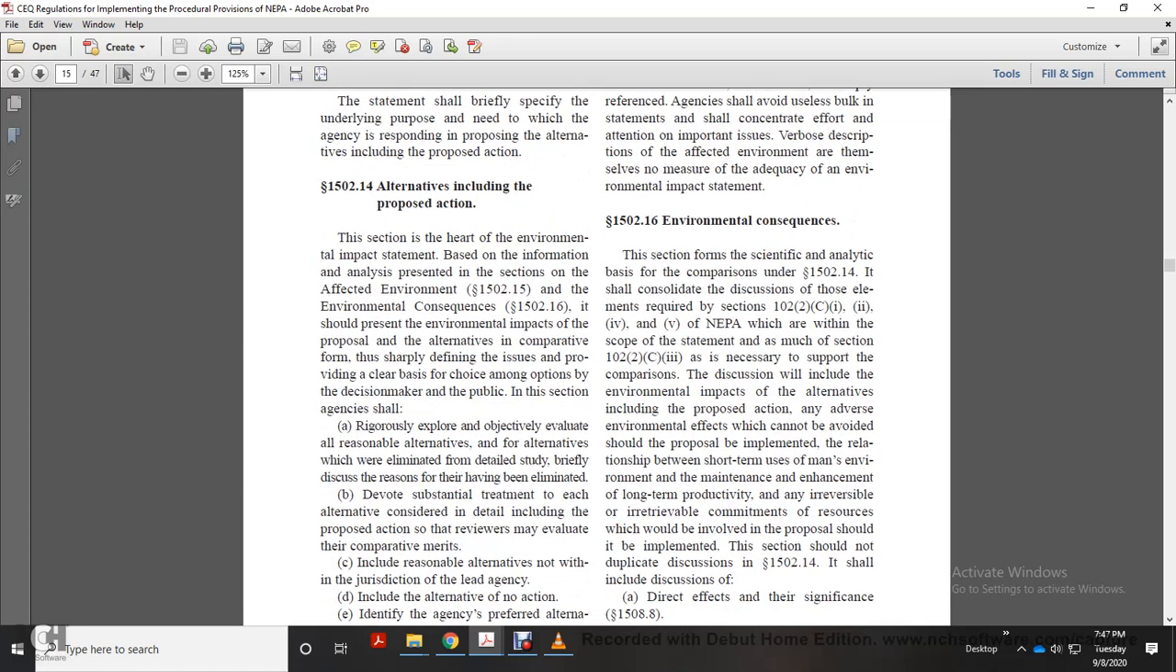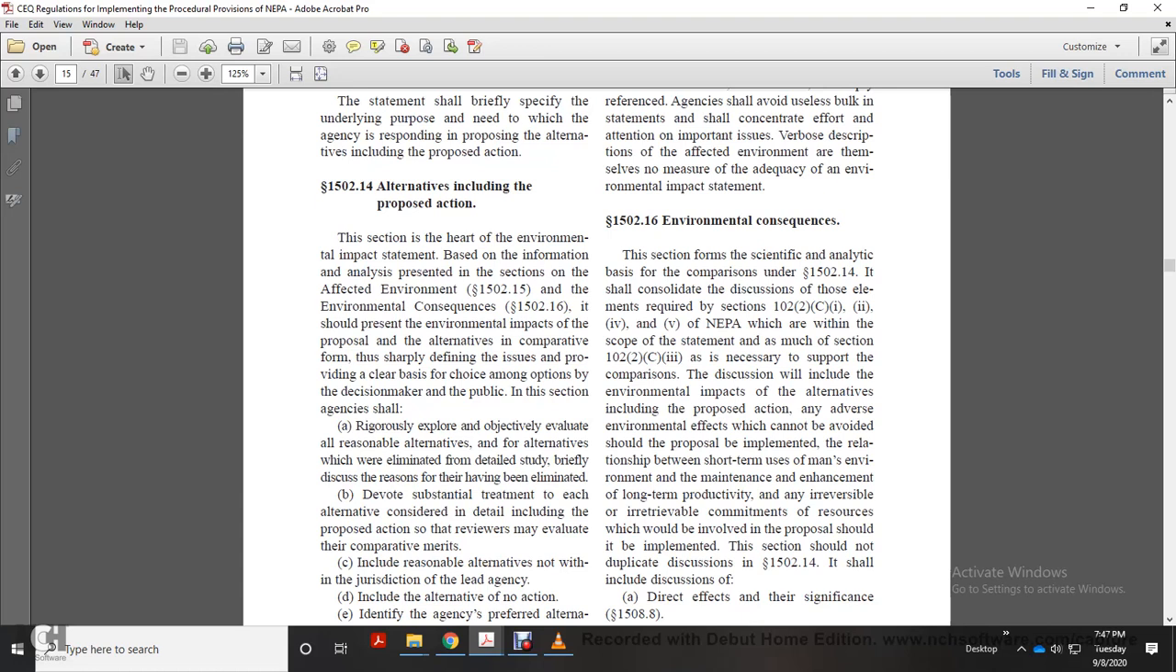This section is the analytical basis for the comparison of 1502.14, with a short consolidated discussion of the elements required in section 102(2)(C) 1, 2, 4, and 5 of the National Environmental Policy Act, within the scope of the statement, with so much of section 102(2)(C)(3) as is necessary to support the comparison. The discussion will include the environmental impact of the alternatives, including the proposed action, any adverse environmental effects which cannot be avoided should the proposal be implemented.